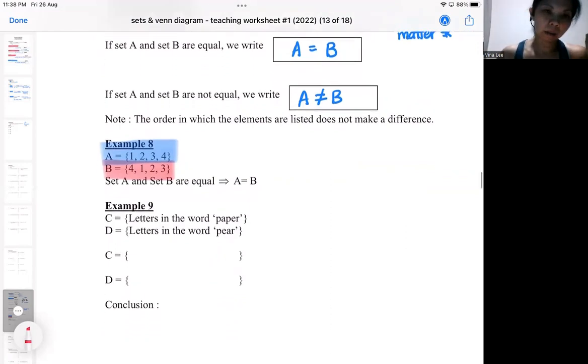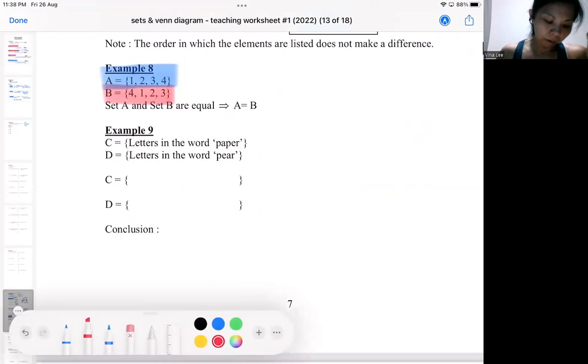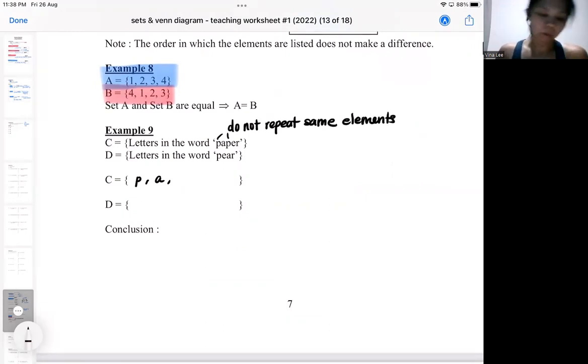So in example 9, C is the letters in paper. So if you're going to list out the letter, do not repeat. You do not repeat the same element. So in this case, if you got two P's, when you list element, you don't need to list twice. They are the same. So it should be P-A-E-R.